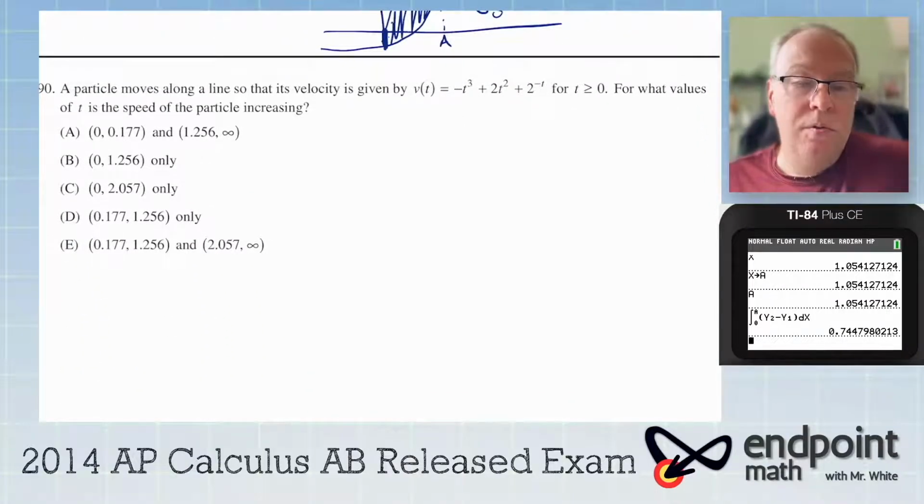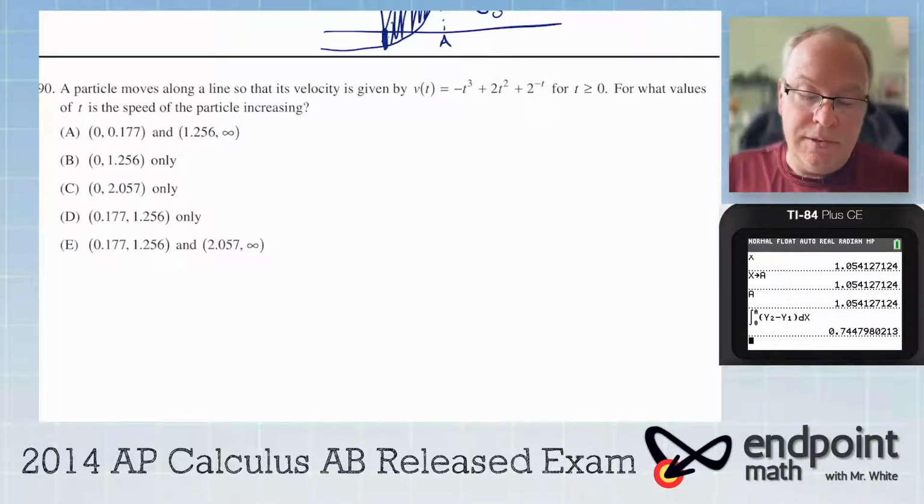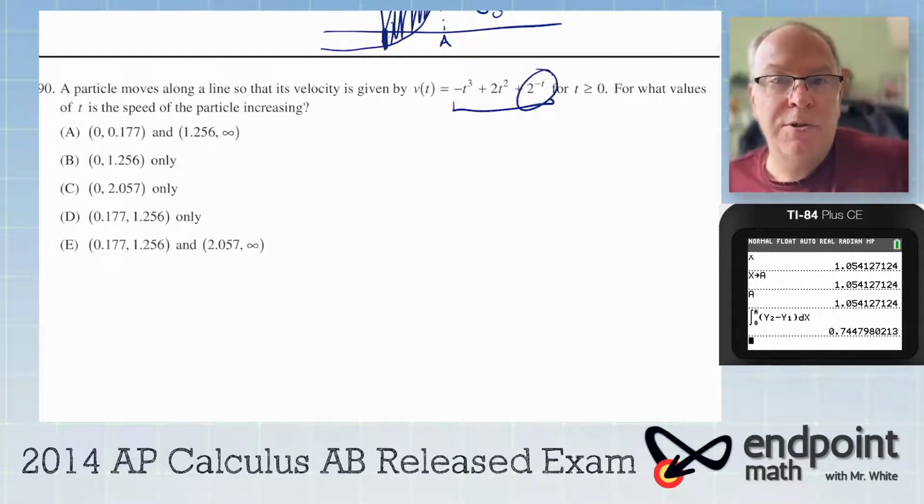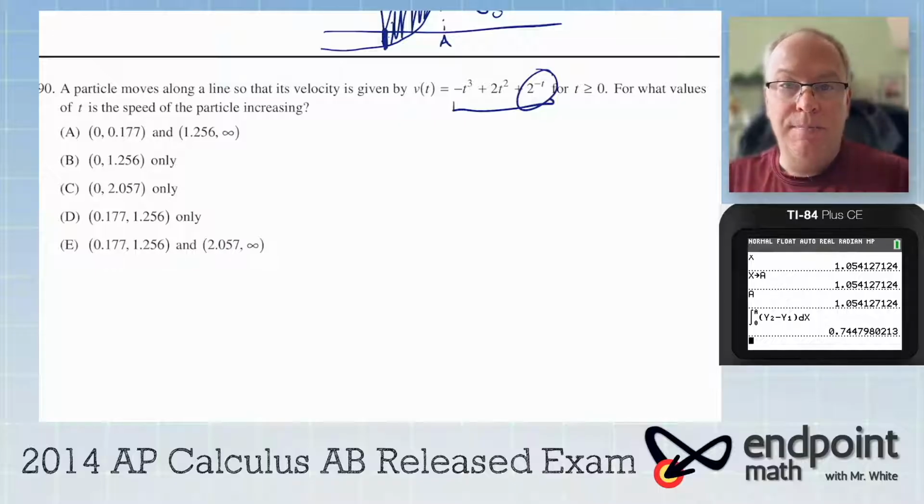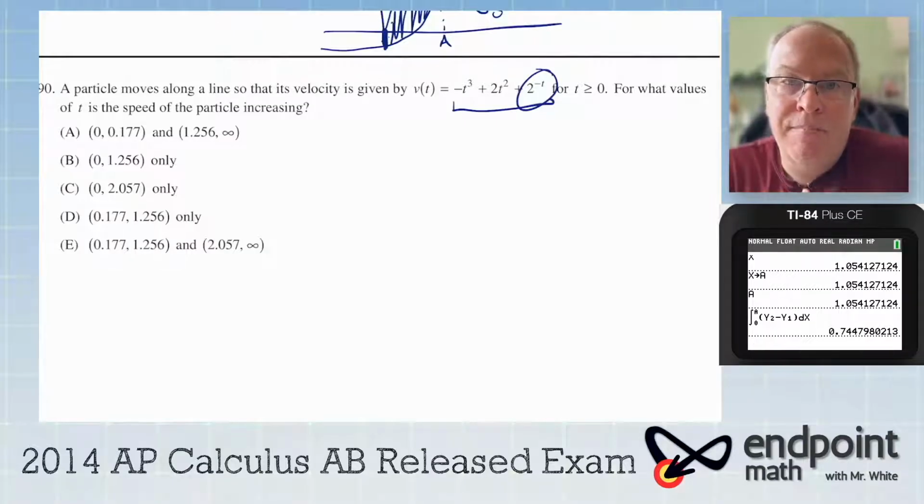A particle moves along a line so that its velocity is given by this. Now, this is a cubic, and with also, oh my goodness, with an exponential at the end. So some crazy stuff is going on here. This thing could be positive or negative. Do I care what it looks like? Not yet. I'm not sure that I'm going to need to know what it looks like, but let's see.